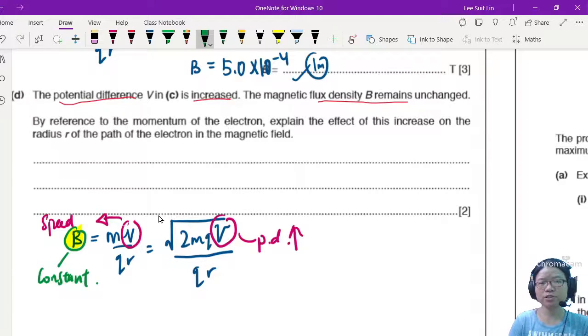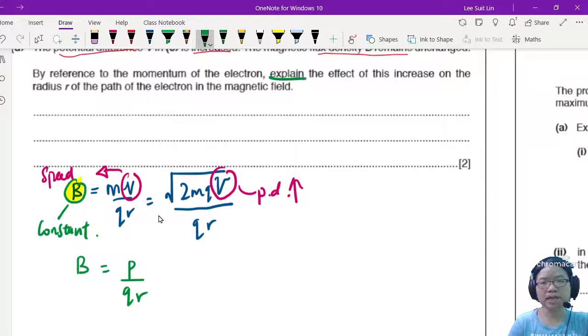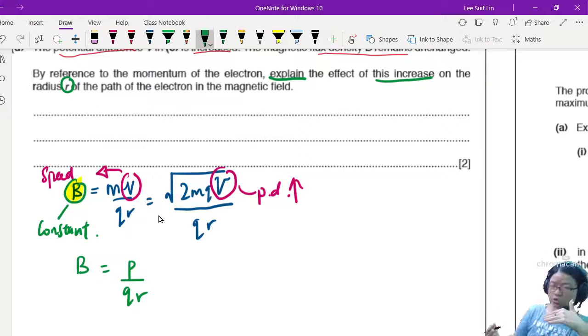By reference to momentum of the electron. Okay, so I'm going to use B is equal to, using the momentum, P over QR. Explain the effect of this increase on R. So we want to explain how, when V increases, how would it affect R? Will R increase or decrease?